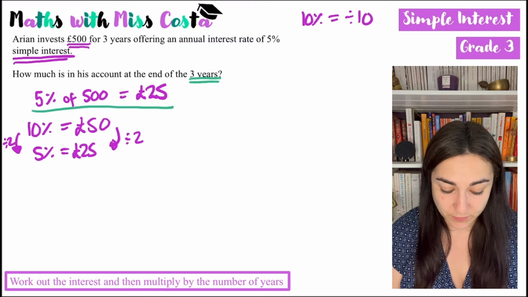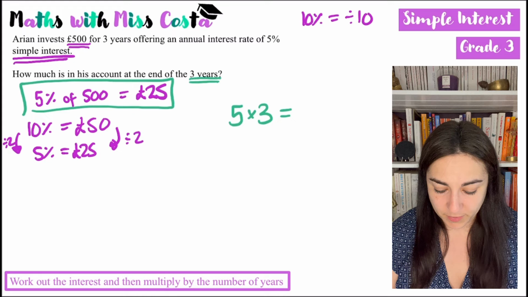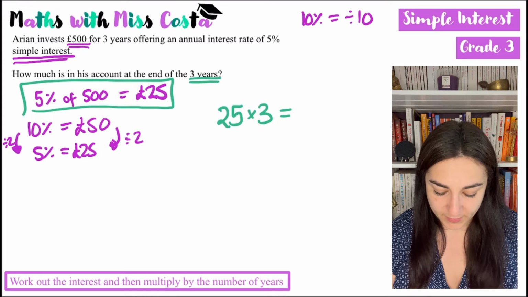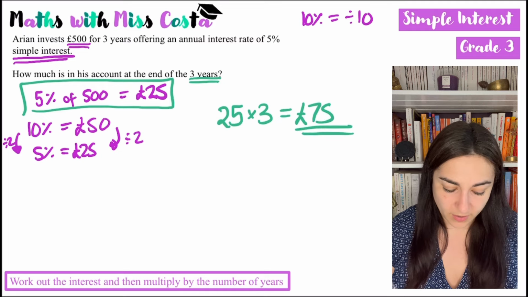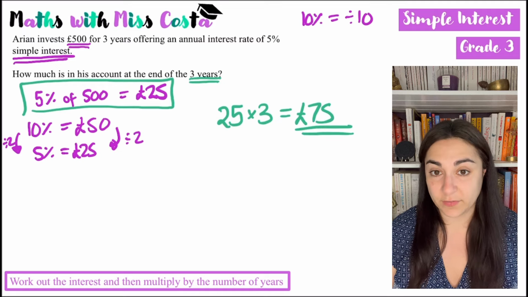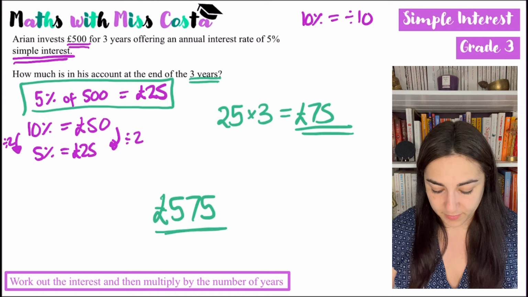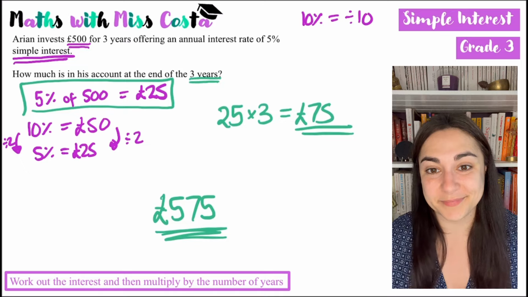So what do you do? You find out what 5% is, and then you literally multiply it by 3, because each year he's going to be making £25. So 25 times 3 is £75. And you're asked how much is in his account at the end of the 3 years. So at the end of the 3 years, he'd have 500 plus the £75, and that is what he'd have.